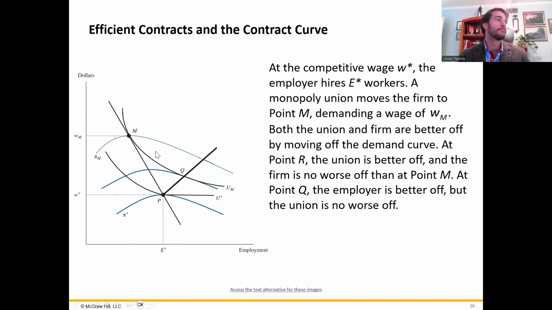The firm can improve their profit. They're moving from an ISO profit line up here down to here, which improves their situation. And moving from M down to Q here is the same. The union is indifferent between the two options.